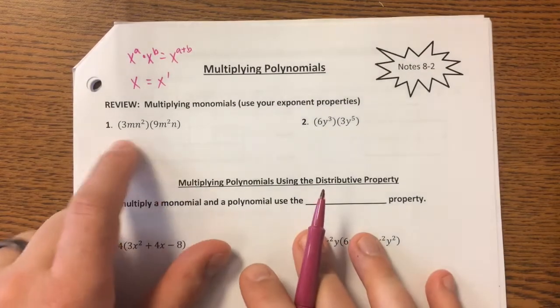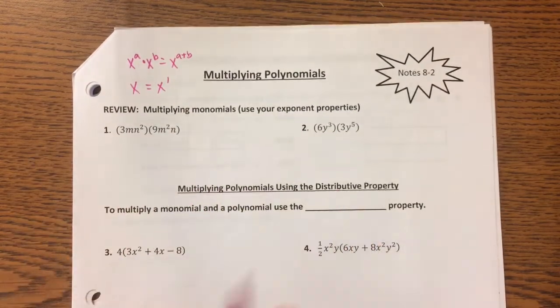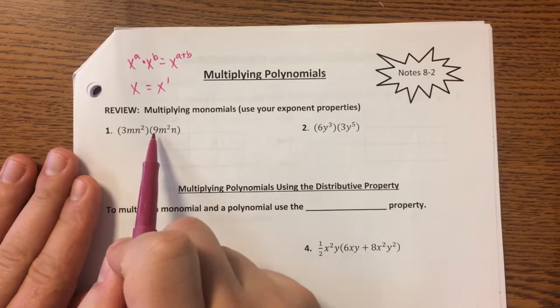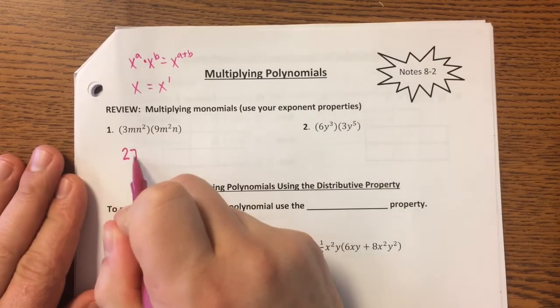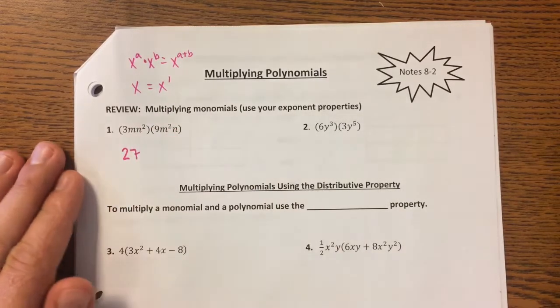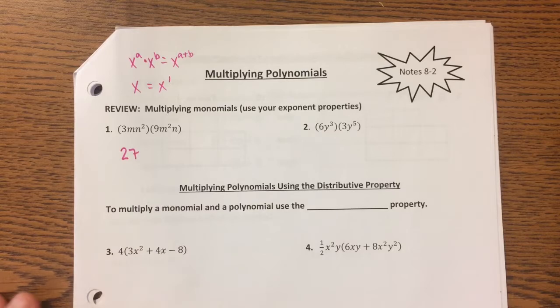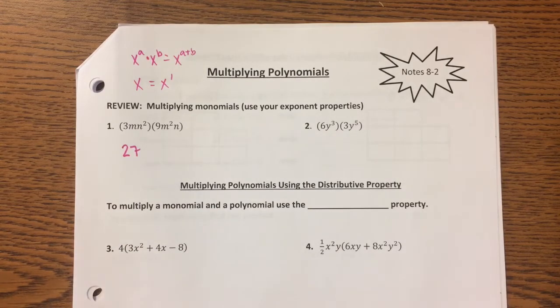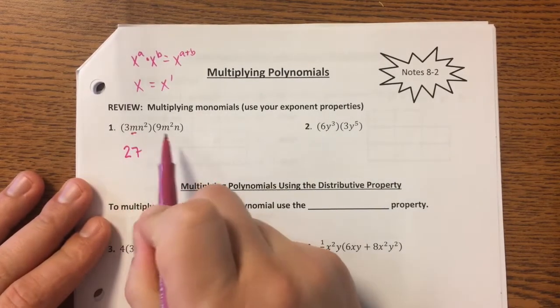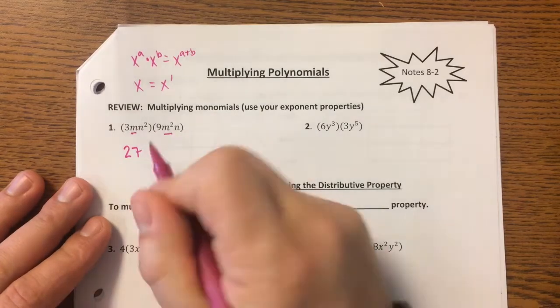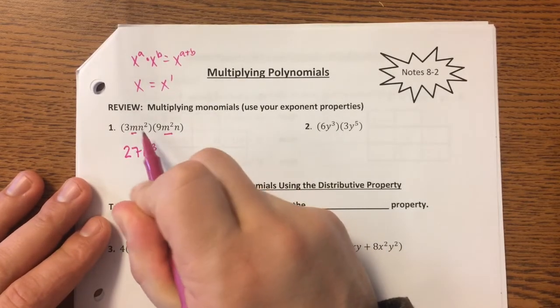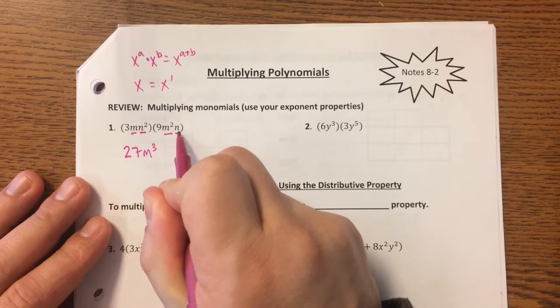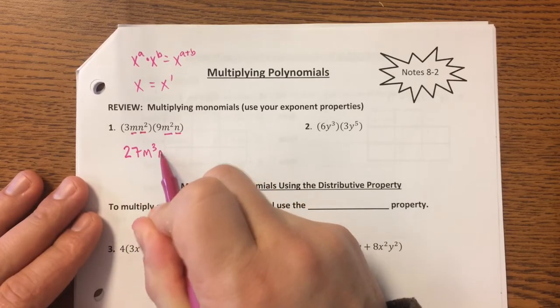So, like on this first one, we're just multiplying all these terms. We're multiplying monomials here, just single-termed polynomials. So we're just going to multiply everything. So like 3 times 9 is 27. M times m squared. Mason, you pretty much just answered this question. What's m times m squared? M cubed, yeah. And then n squared times n is also n cubed.